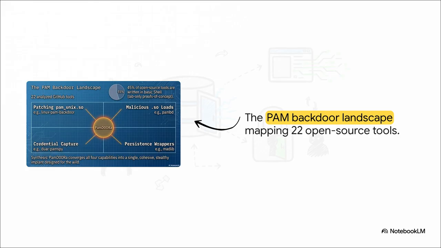If we map out the landscape of 22 analyzed open-source PAM tools, we see that about 45% of them are just basic lab-only shell scripts. The ecosystem is basically split between patching modules, capturing credentials, malicious shared object loads, and persistence wrappers. But what makes PamDOOra so unique is that it converges all 4 of those capabilities into a single, cohesive, stealthy implant that is explicitly designed for the wild.